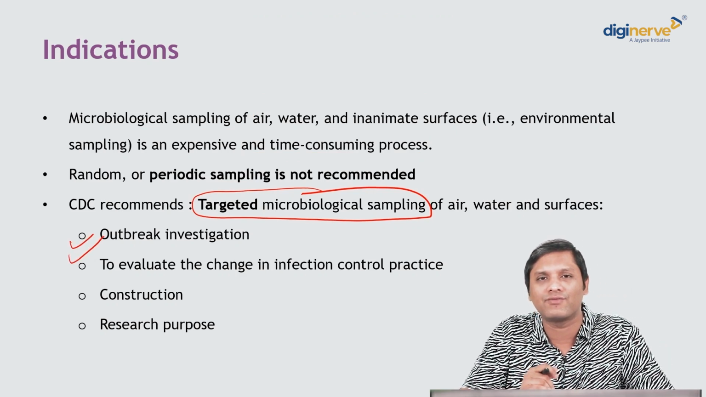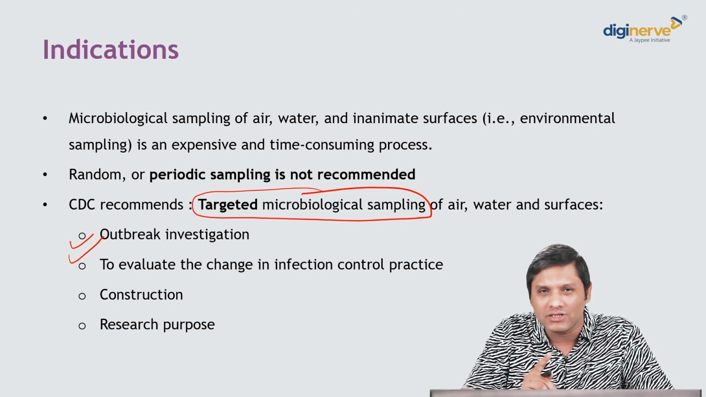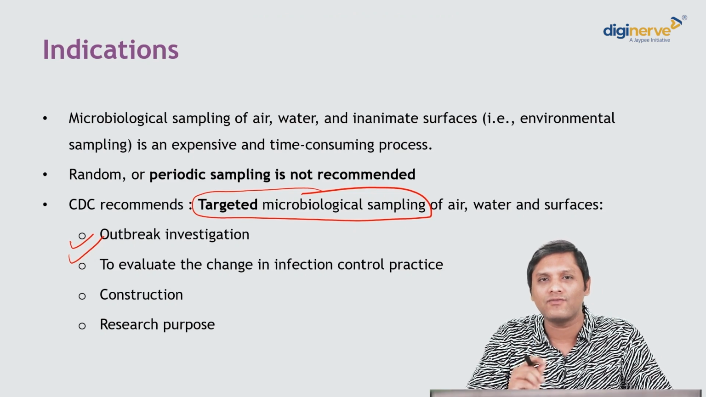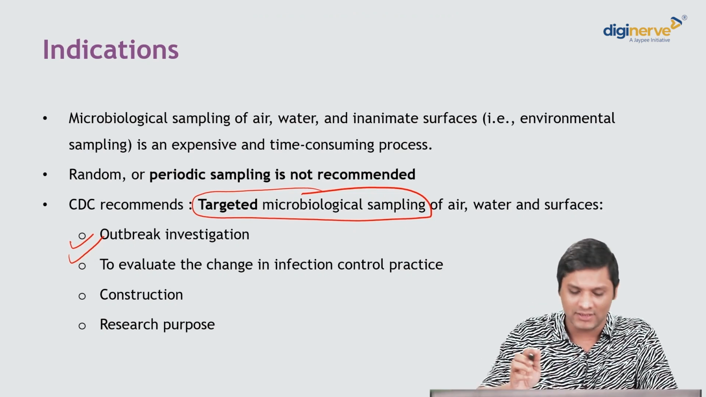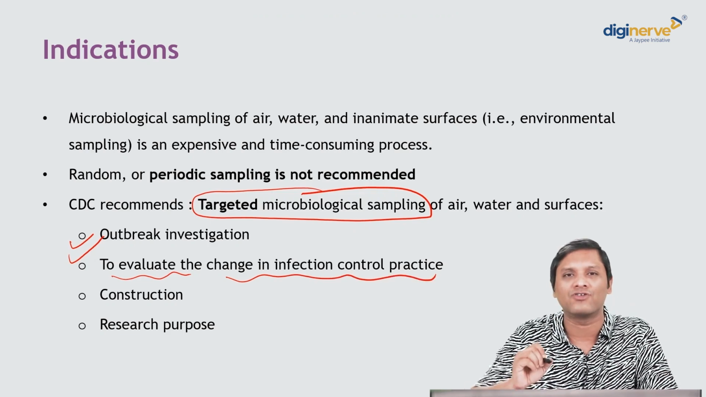In the case scenario we have discussed, you have an outbreak of surgical site infection. This is the most important indication for conducting environmental surveillance. Another indication is to evaluate the change in infection control practices. Suppose you have introduced new infection control practices; to know whether the newly introduced practices are working properly or not, you may have to conduct environmental surveillance.